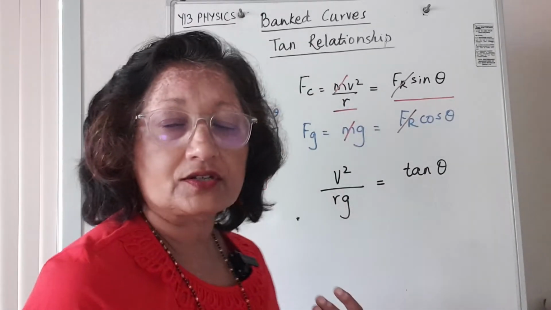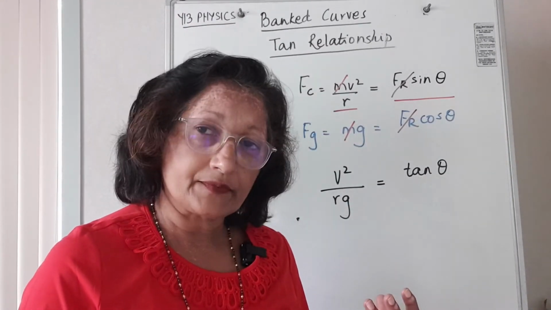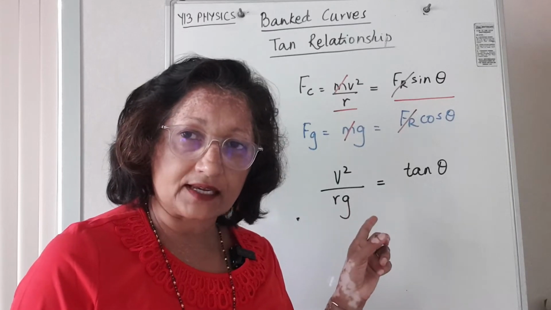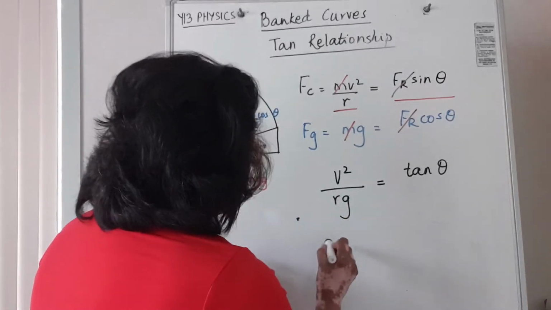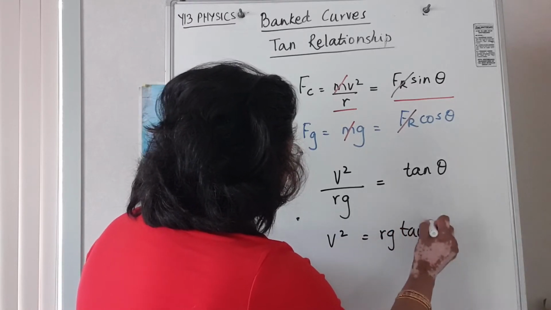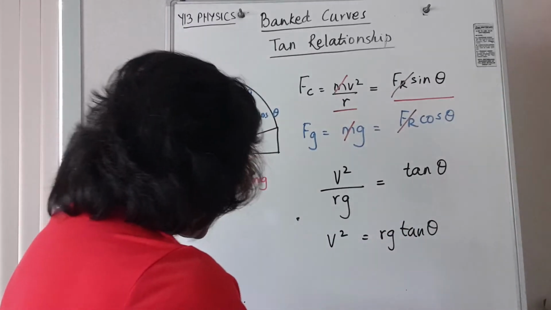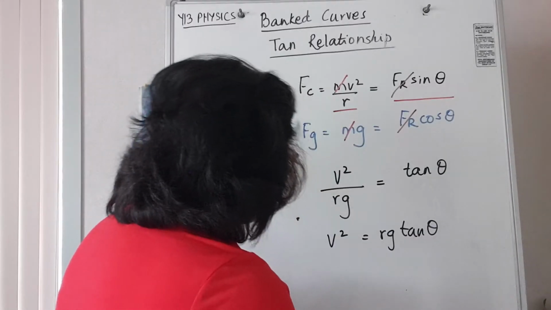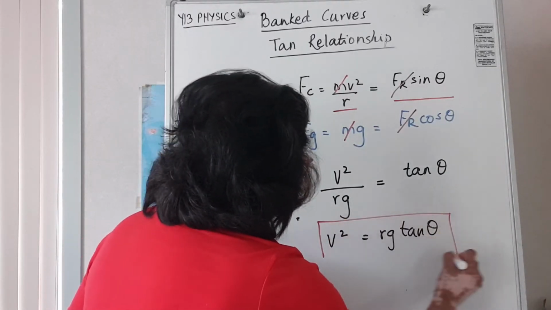So if you're asked to calculate the speed with which something goes around on a banked curve in a horizontal circle, you get v squared is rg tan theta. And so v is actually the square root of rg tan theta.